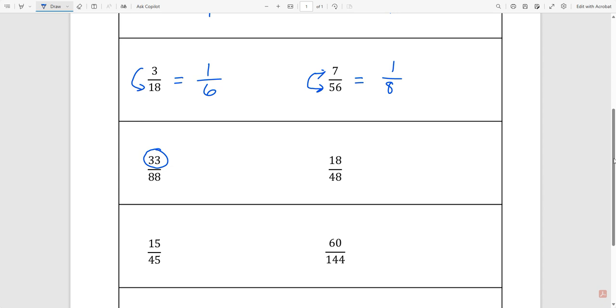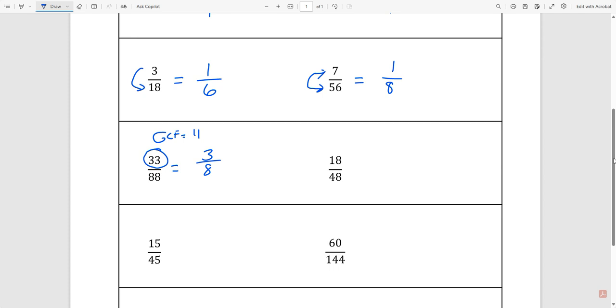The largest factor is 11 that would divide into 33. Well, 11 would also divide into 88. And so that is our GCF. So I'll write that here. GCF is 11. So 11 divides into 33 three times, and it divides into 88 eight times. And so we have 3/8 for our fraction here in its lowest terms.